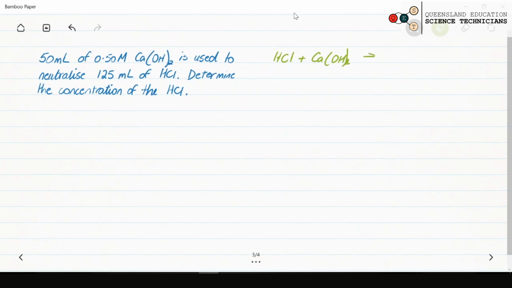Now in this case, we will have water produced, and our salt will be the calcium chloride. But in this case, it's not balanced. I'm actually going to need 2, and we can actually determine that because of the OH2, we'll be able to neutralize 2 HCls. It's also because the calcium chloride, I need 2 chlorides. So in this case, I've actually got a 2:1 ratio rather than a 1:1 ratio.